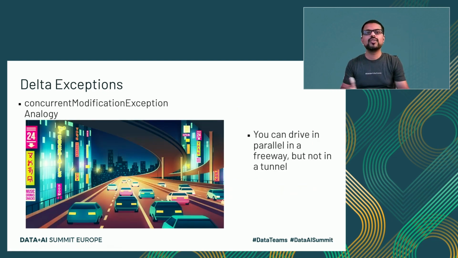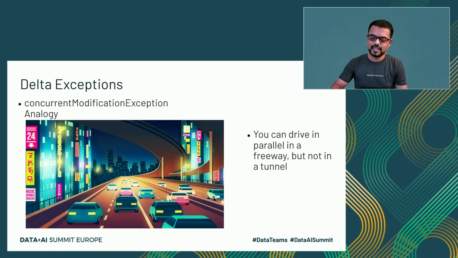Next is about Delta exception. We have seen some users facing concurrent modification exception while using Delta due to incorrect design of the workflow. So I'd like to explain what this exception is using an analogy. Let's say you are driving a car in freeway. As you have multiple lanes, you can drive in parallel along with other cars.